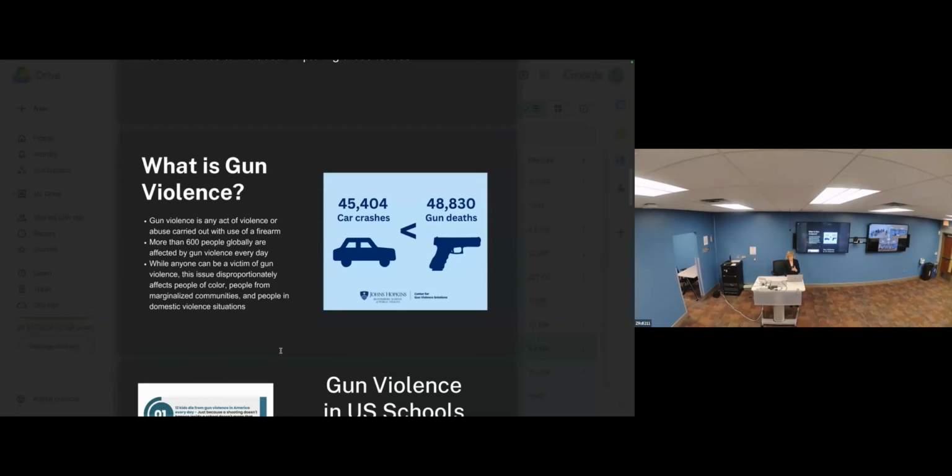And to show you that it's relevant, there's a graphic here that compares number of gun deaths to number of car crashes. This takes everybody by surprise. They think gun violence is a very small percentage of deaths compared to things like car crashes, and it isn't at all.